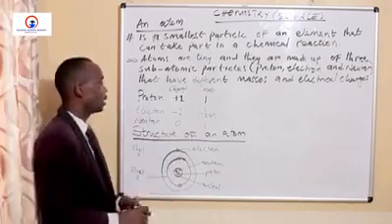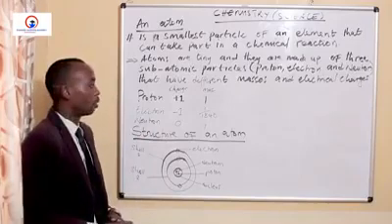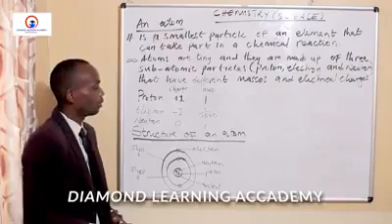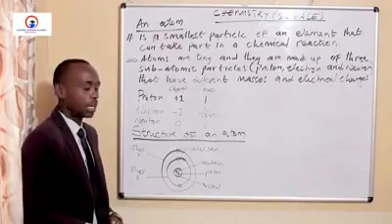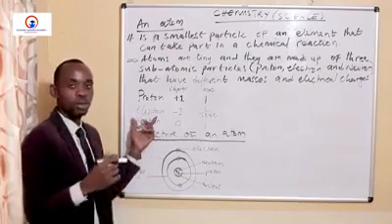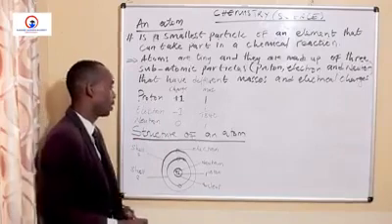When you come to an electron, the charge of an electron is negative. The mass of an electron is 1 over 1840. The location of an electron is in the shells or the energy levels. Therefore, that is the location of an electron.